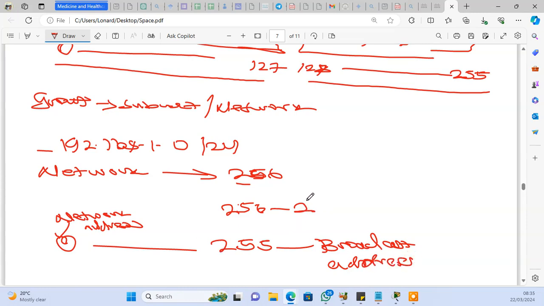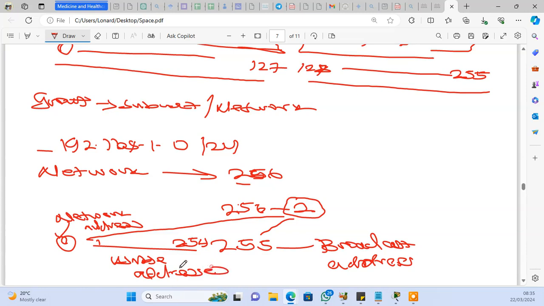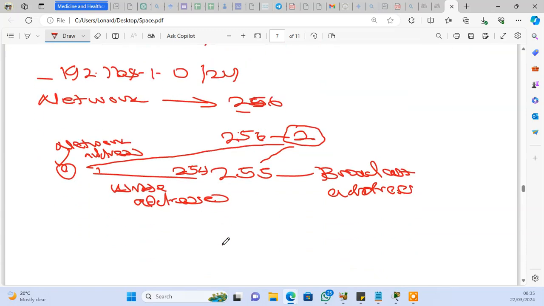So this 2 here, it's this one here, and then this. Then these other ones from 1 up to 254. Now this is the range. This is the range of usable addresses. Usable addresses. So you need to note that.